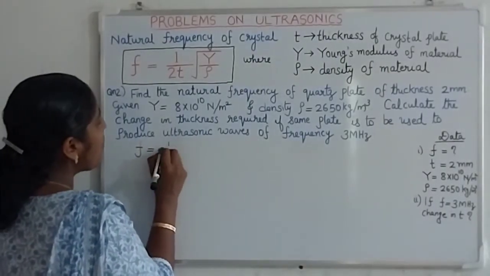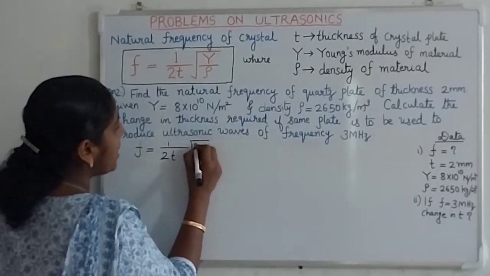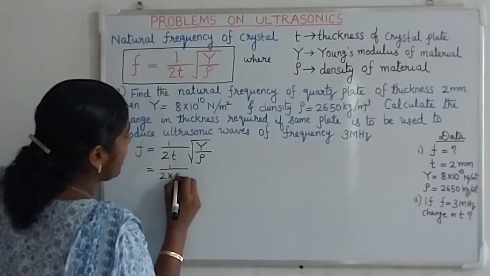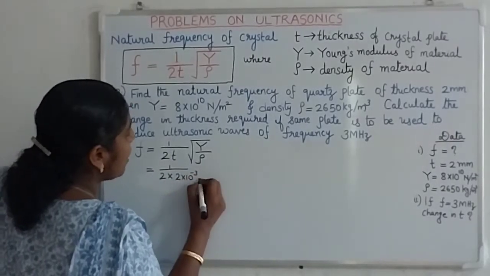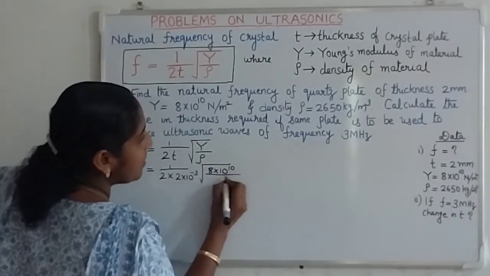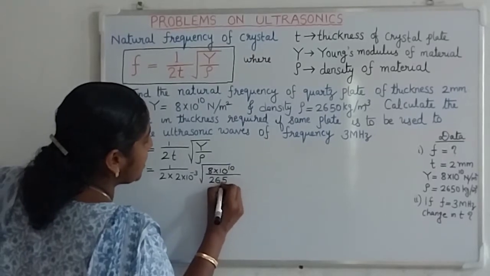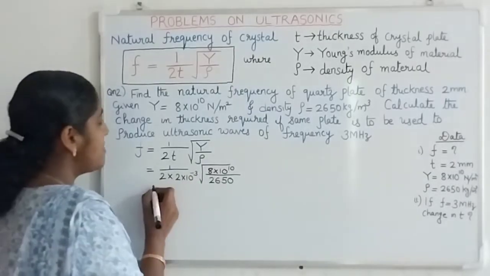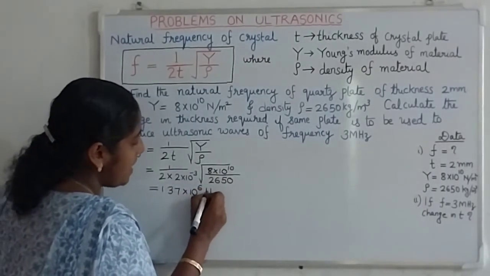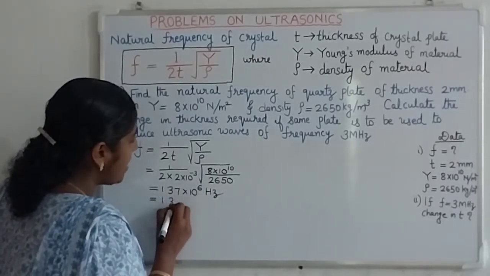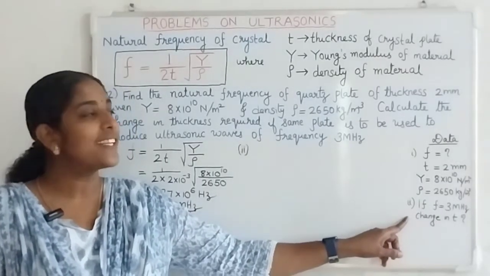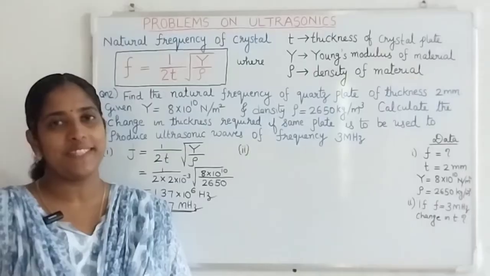f is equal to 1 by 2t root of Y by rho. That is 1 by 2 into 2 millimeter, that is 2 into 10 raised to minus 3, into root of Young's modulus 8 into 10 raised to 10 newton per meter square divided by rho, 2650 kilogram per meter cube. On calculating this, we will get 1.37 into 10 raised to 6 hertz, that is 1.37 megahertz. In the second part of this question, we want to find the change in thickness to produce an ultrasonic wave of frequency 3 megahertz.